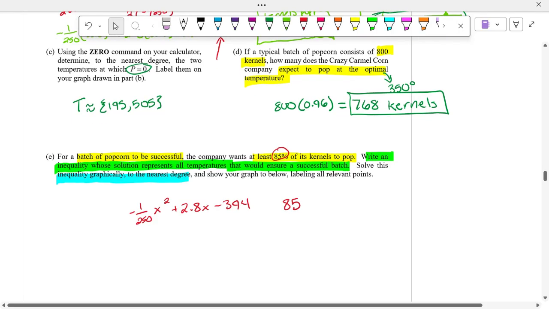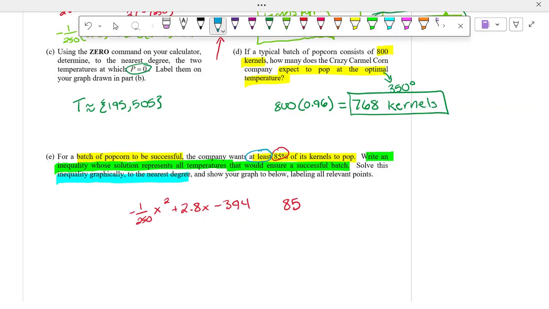Now, what does at least mean? What sign do you think I'm going to use for at least? Greater than or equal to. So we want at least, meaning at minimum 85% of the kernels to pop. So it has to be greater than or equal to.